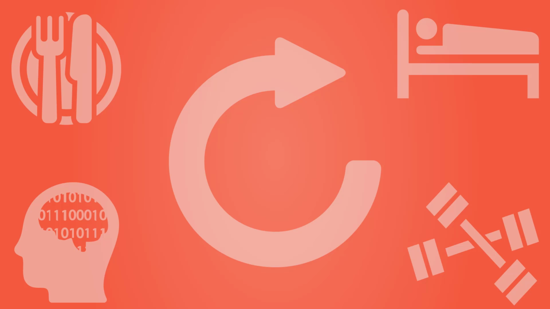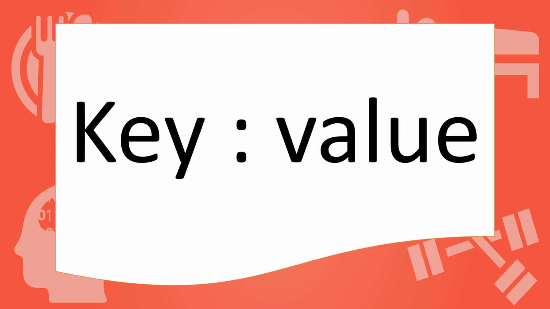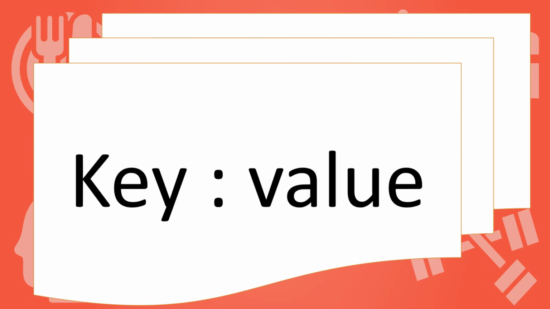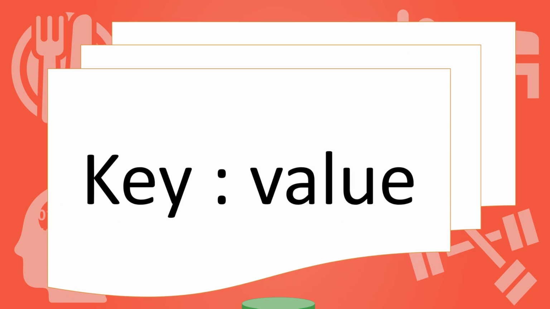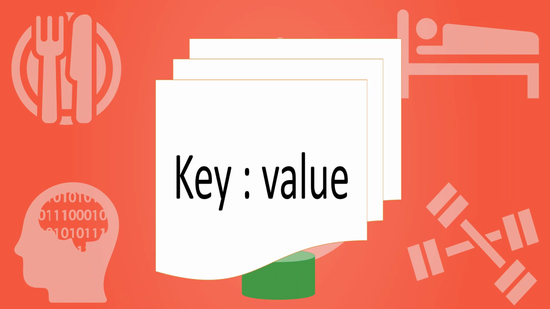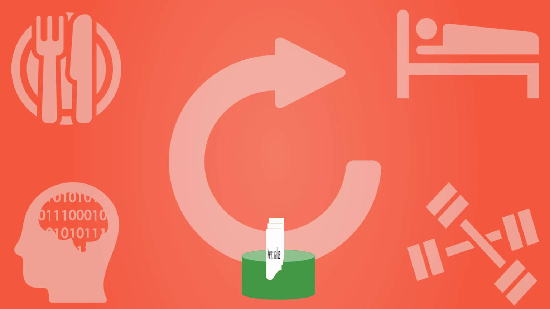MongoDB stores data in the form of binary JSON, that is key-value pairs, and this is called a document. These documents belong to an entity called a collection, and collections are stored in the database. So cumulatively we can say that in MongoDB, a database holds collections of documents.